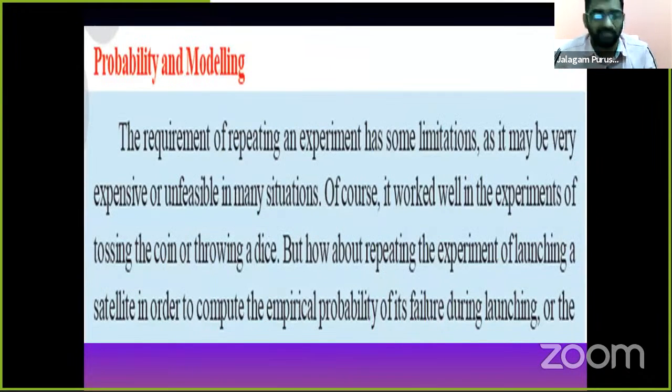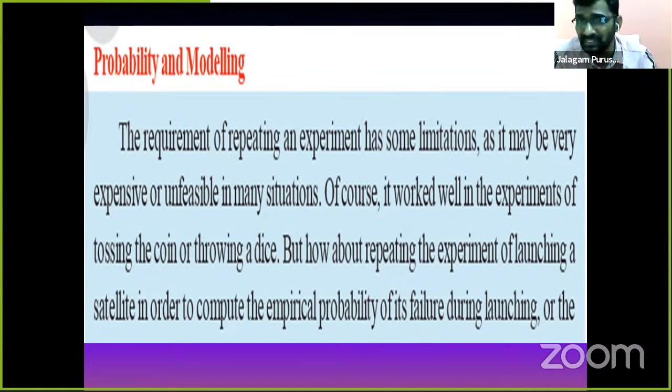Probability modeling. Children, here the requirement of repeating an experiment has some limitations, as it may be very expensive or unfeasible in many situations. Of course, it worked well in experiments of tossing a coin and throwing a dice. But how about repeating the experiment of launching a satellite in order to compute the empirical probability of its failure during launching? Here, it is possible to toss a coin 20 times, 150 times.